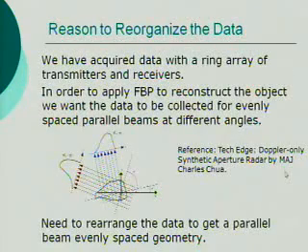And here is the reason to do manipulation on the time data. We have acquired data with a ring array of transmitters and receivers, but in order to apply filtered backprojection to reconstruct the object, we want the data to be collected for evenly spaced parallel beams at different angles. As this one shows us, for those different parallel paths, we collect the data, and then we rotate to a different angle, and then we collect data for different parallel paths. So we need to rearrange the data to get a parallel beam evenly spaced geometry.